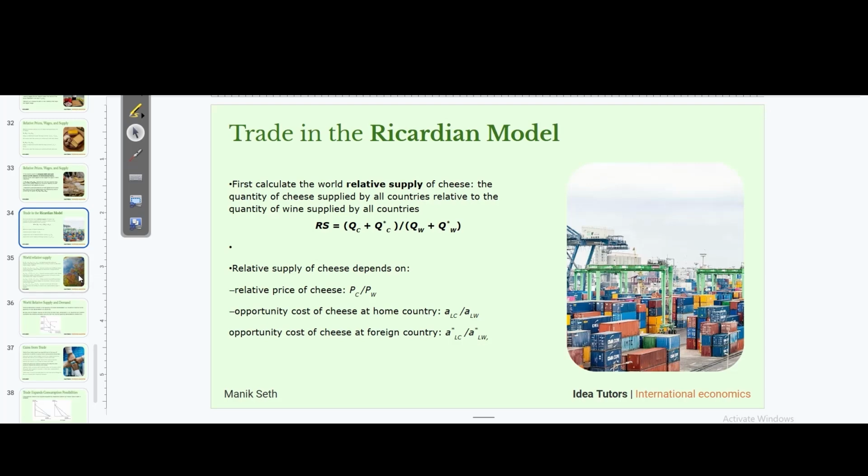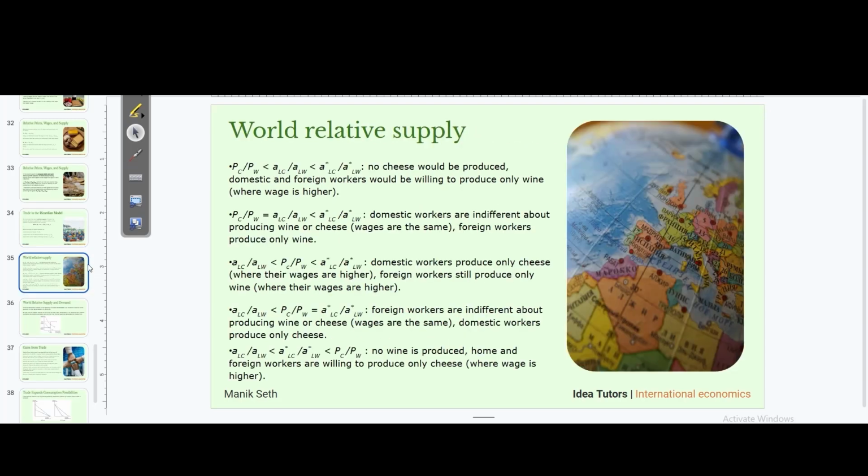So let's look at all these scenarios. These are different cases, and they are just explaining the same thing about the world relative supply: how the good will be supplied globally, who will be producing what.